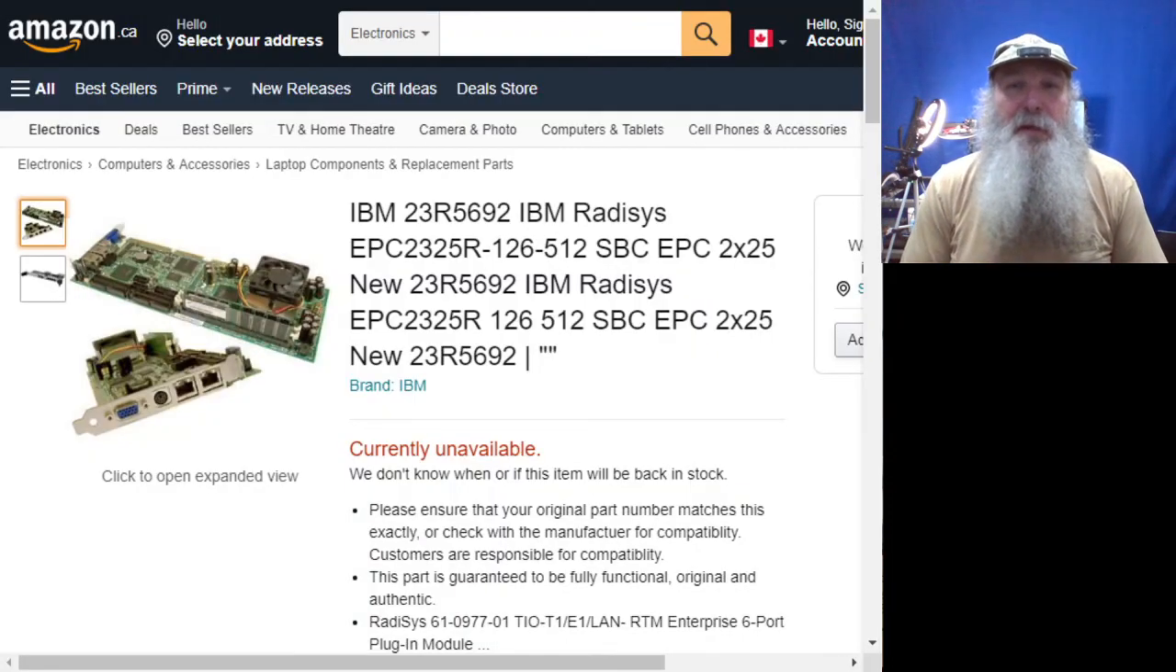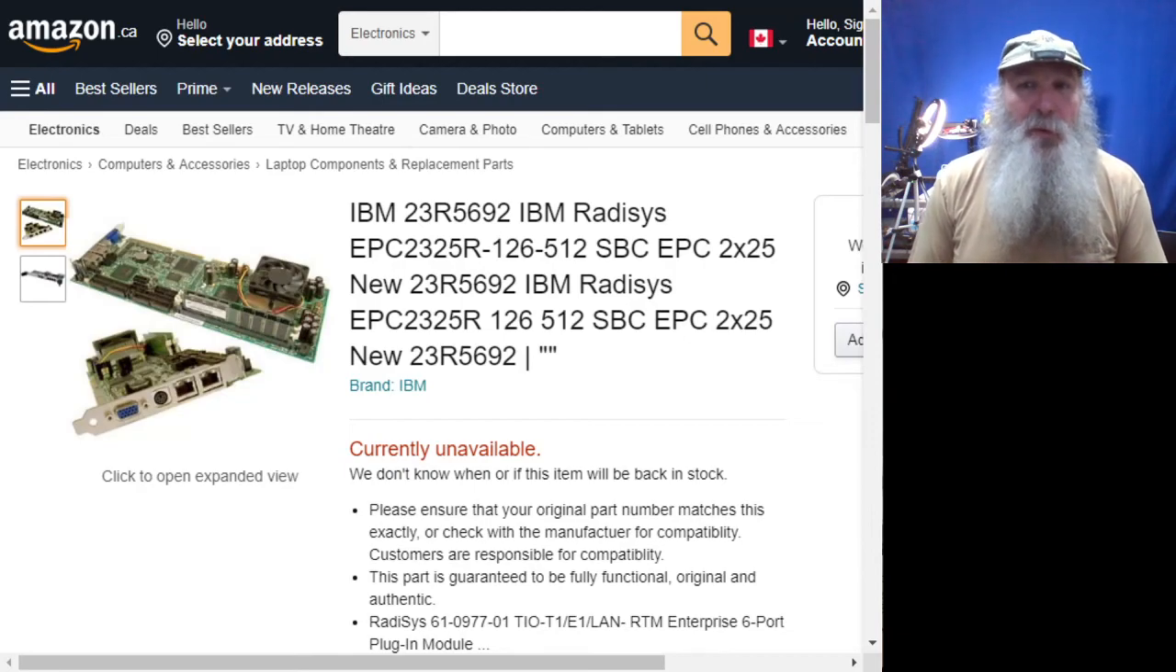Now, you'll see that it's labeled here, and this is the board that I have that I'm ready to show. You'll see it marked as an IBM, and it has an FRU, and this is just where they source this. That normally this is a Radisys, and it's called an EPC, and sometimes you see it expressed as a 2x25, and maybe some following letters and things like that. This being the 2325 level, that seems to be the most common out there.